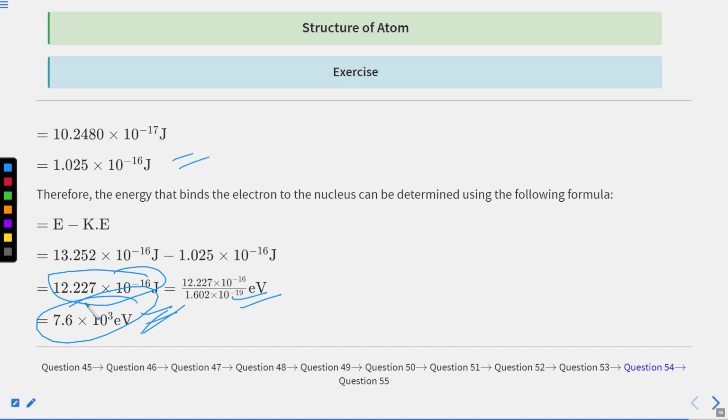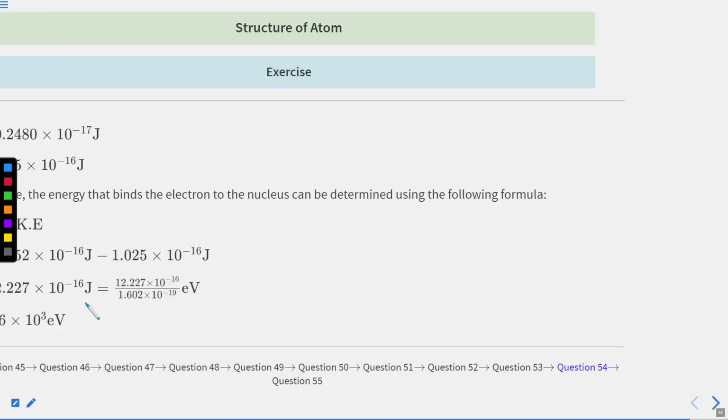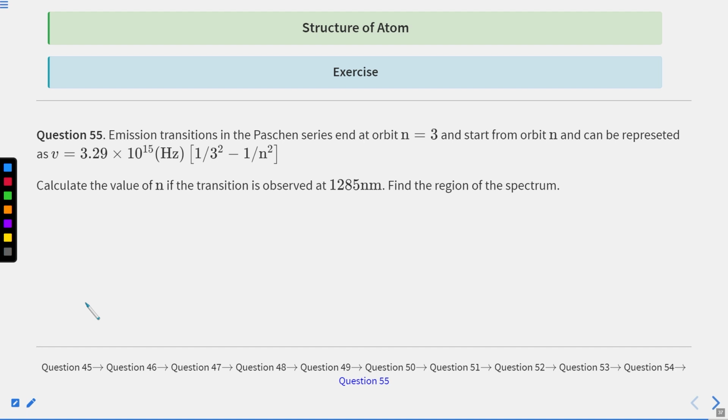So we have calculated the energy required to pluck the electron from the sodium atom. What is the next question? The next question says that emission transition in the Pascal series and end orbital is n is equals to 3.